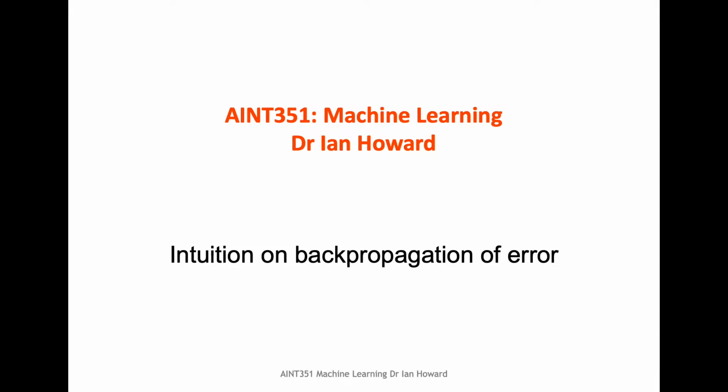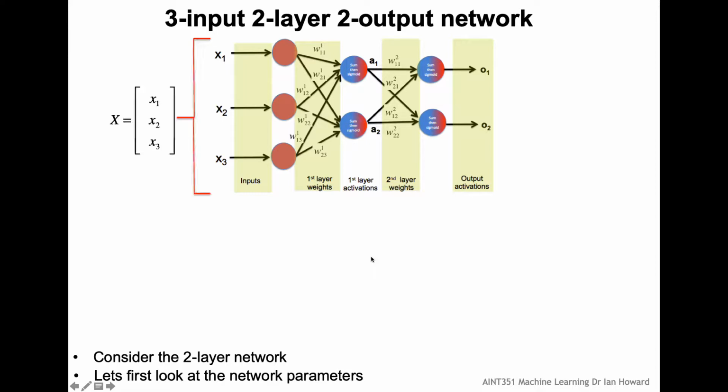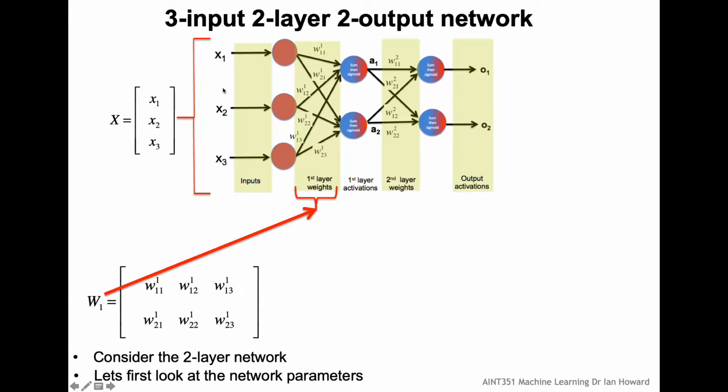So let's now talk about the intuition for understanding how the backpropagation of error mechanism works and what's going on in the training of a neural network with hidden units. So imagine we've got a 3-input network with 2 layers and overall 2 outputs. So we've got an input which is going to be a vector. It's going to be a 3x1 input vector, which is basically then passing its data to the first layer.